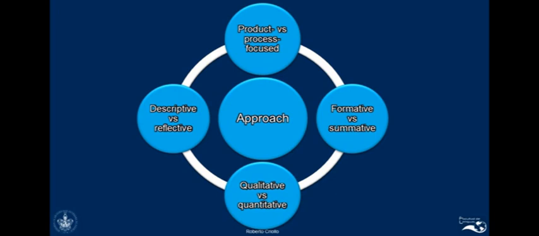It is very important to mention here that even though those are dichotomies or dimensions, all of them are compatible. This means that we can carry out both a product and a process-focused evaluation, and that we can collect qualitative or quantitative information, for example. They're not exclusive. We can select depending on the purposes of the evaluation.